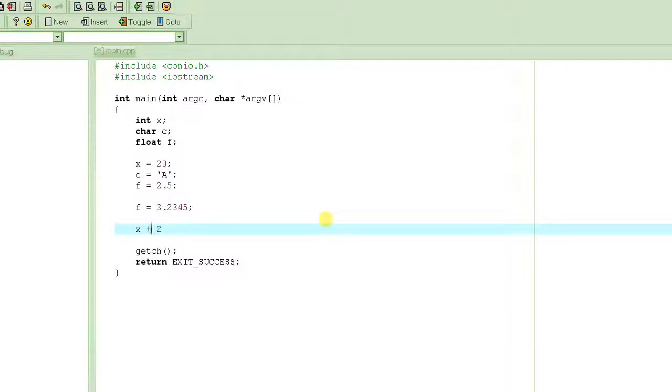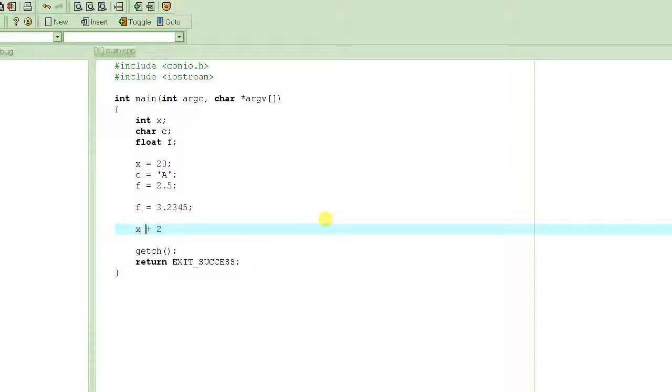Plus is an operator, and it's a binary operator, which means that it takes two operands, the left operand and the right operand. In this case, the left operand is x, the right operand is 2. And in mathematics, this is called an expression, right? If you learned algebra, you know what I'm talking about. So x plus 2 is an expression.